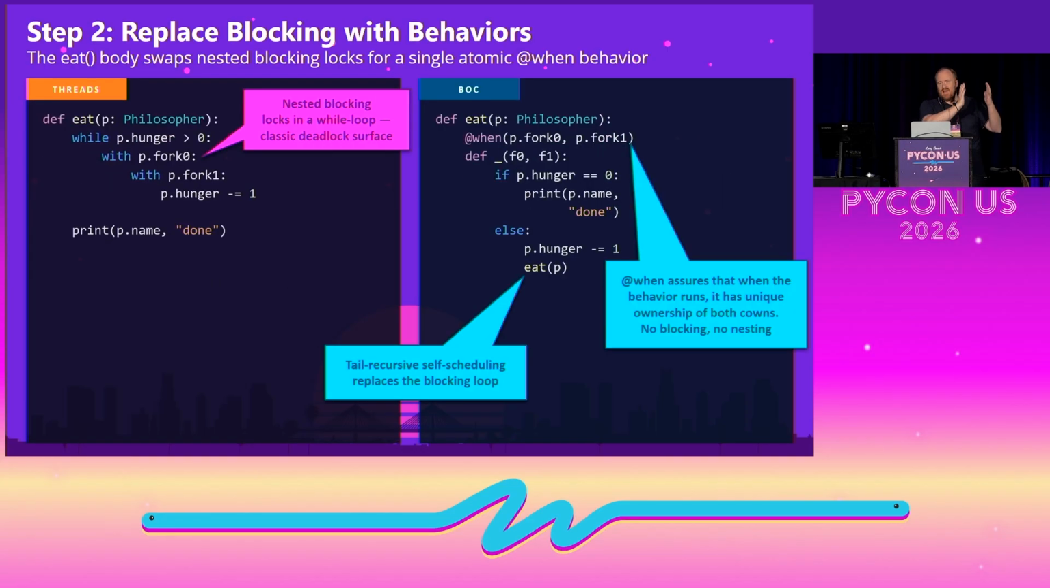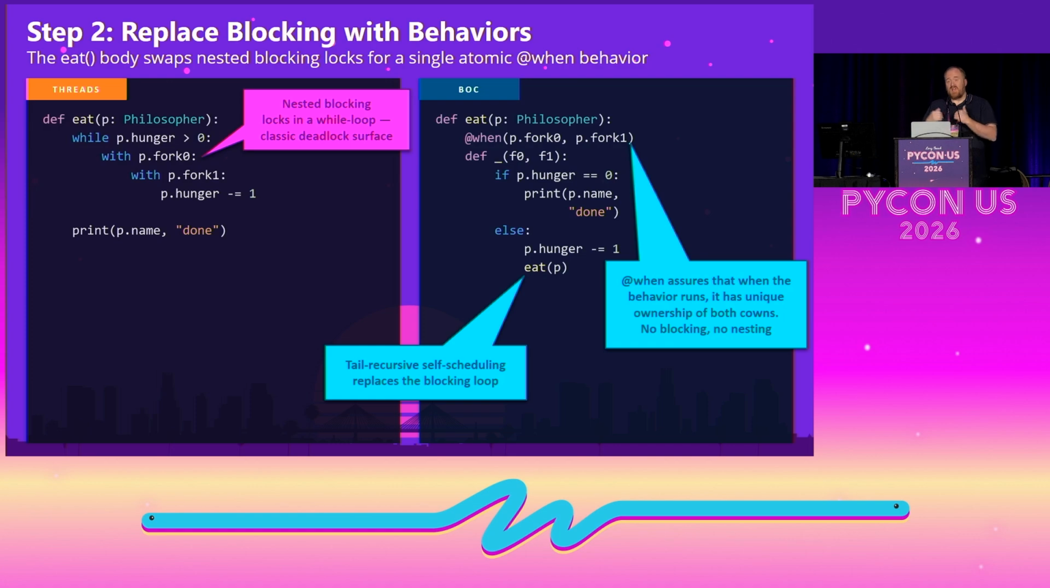We have our eat thread here. It has a classic nested blocking problem that's very classic deadlock. This is kind of a code smell for deadlock. But on the other side, we have the Bach version. What we have here is we say, we want this philosopher to eat. When their forks are available, we want you to run this code.